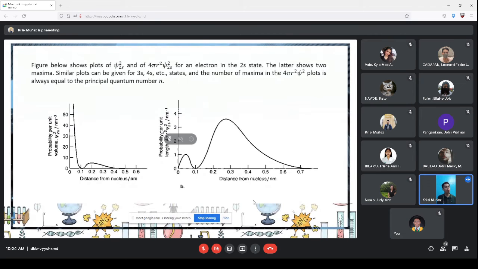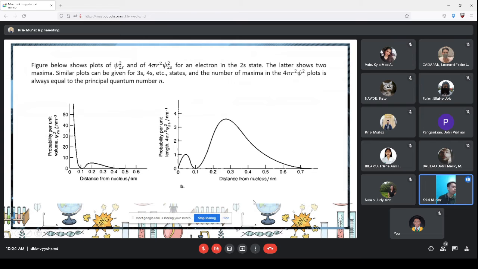So the figure below shows plots of psi squared, for the 2s orbital, and of 4 pi r squared psi 2s squared for an electron in the 2s state. The latter shows two maxima. Similar plots can be given for 3s, 4s, etc. states, and the number of maxima in the 4 pi r squared psi squared plots is always equal to the principal quantum number. Okay, so as you can see here, class, this is for the 2s orbital.